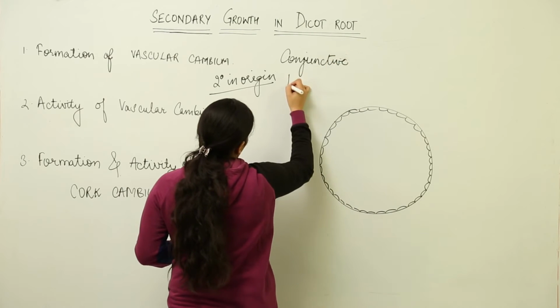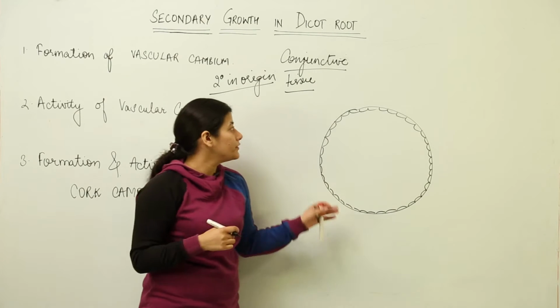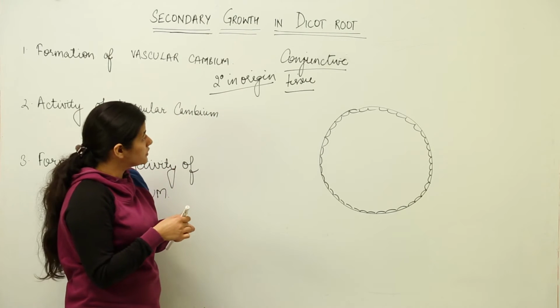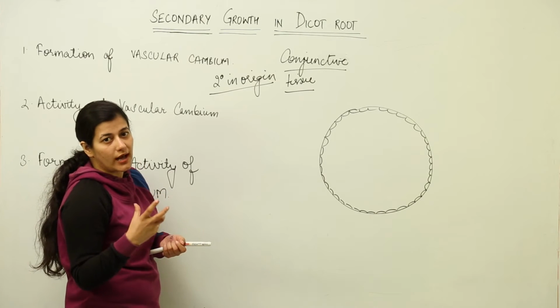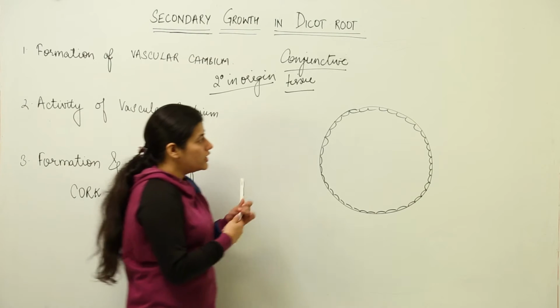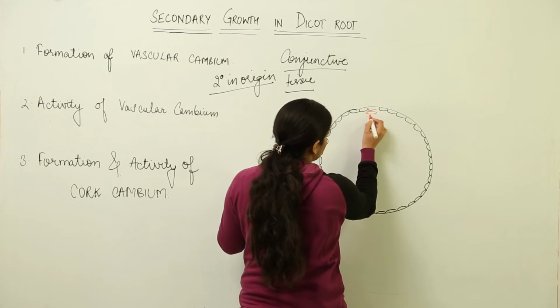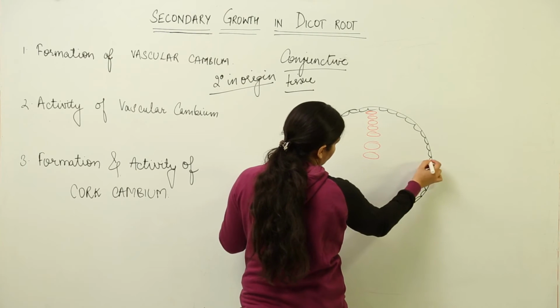So, a little bit of exercise for your mind. If you can recall. If you cannot recall, then I am providing you with the answer that the conjunctive tissue lies between the oval shaped phloem and xylem. Now such was the case. These were the xylems. Such was the arrangement, right?